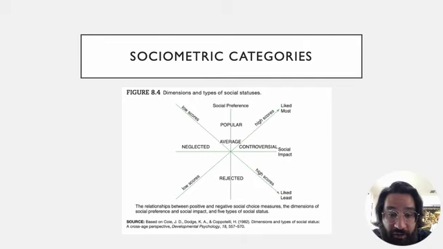Rejected, where we see really low social preference, least liked by their peers. And neglected and controversial fall on opposite sides of social impact, where controversial kids tend to have a relatively higher social impact and medium likability, whereas neglected kids tend to have very minimal social impact, but again, medium favorability.